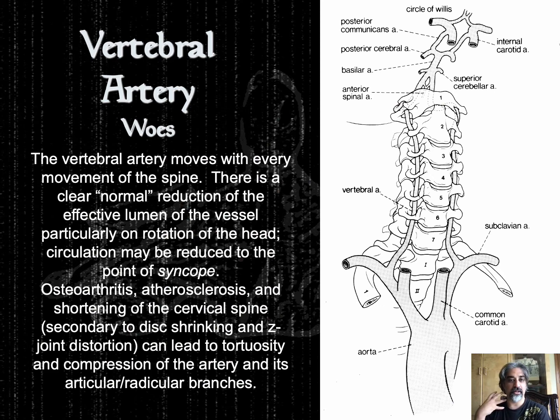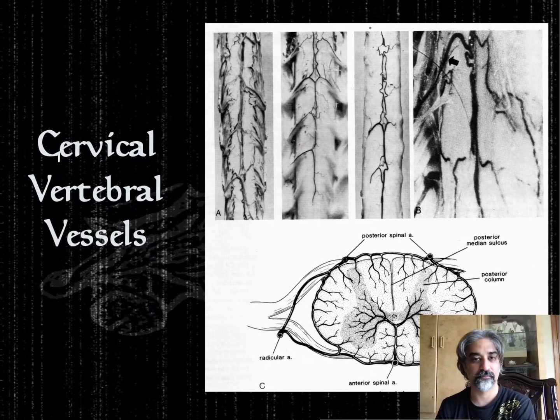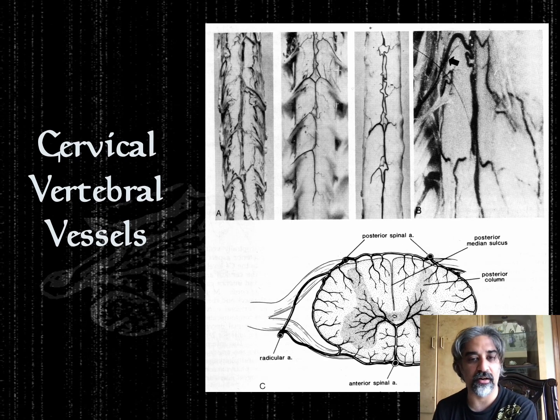So the vertebral arteries, being that they're in these foramina, are going to be moving along with movement of the spine, which is fine, except when deformity has occurred and there's tortuosity or compression of the artery or its branches, and at that point that can lead to syncope. Clinically, I haven't been able to identify this particularly, but it is something to keep in mind. The cervical vessels are important to keeping the spinal cord functional.